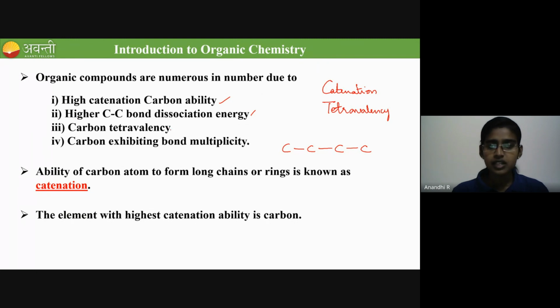And the third reason is tetravalency, which I was telling. The first main reason is catenation, and the second main reason is tetravalency. So carbon's valence electron count is 4. It can form 4 bonds.